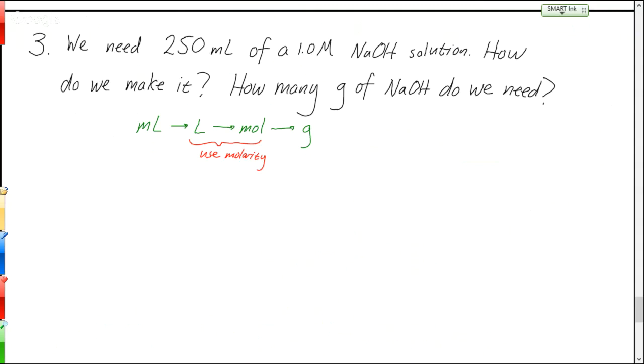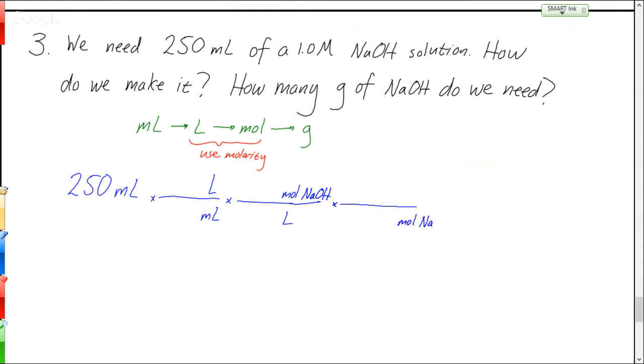Here's what that looks like. Milliliters times, so we're going to go milliliters to liters, liters to moles of NaOH, and then moles to grams.